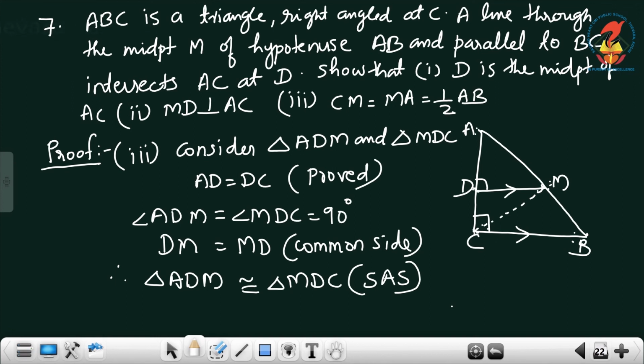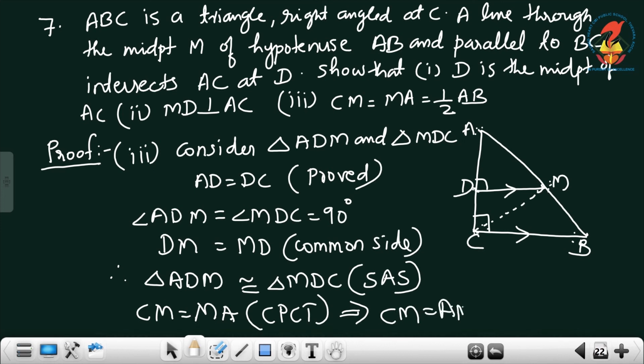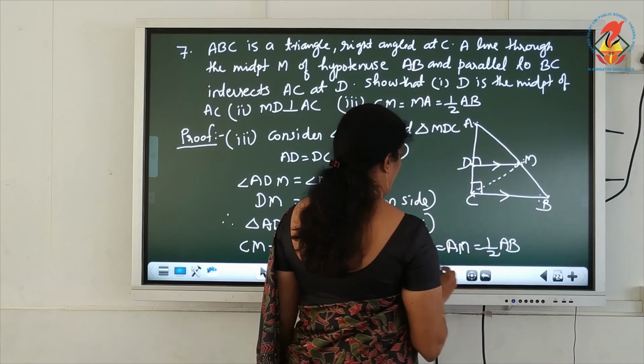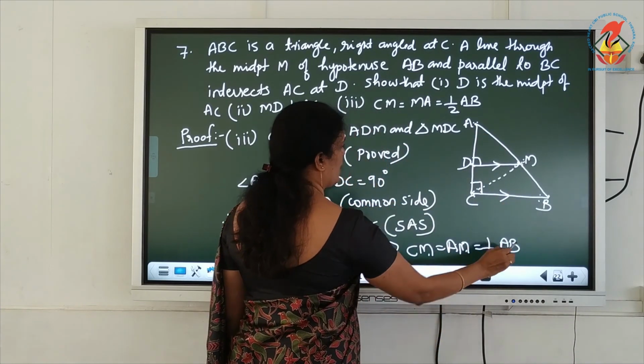Therefore, CM equals AM, or MA, by CPCT. What is MA? MA equals half AB. Therefore, we can write CM equals AM equals half AB. AM means M is the midpoint of AB, then you can write half AB. So CM equals AM equals half AB.